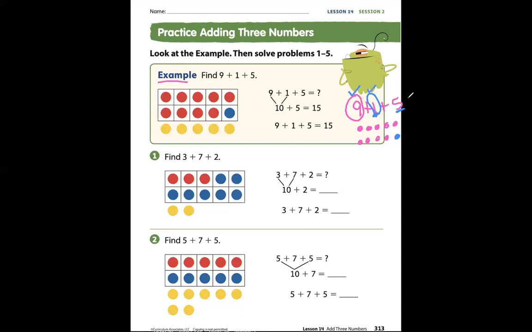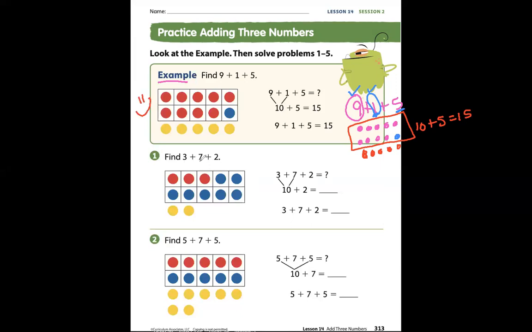1, check. Then 5 more. 1, 2, 3, 4, 5. Right? So here we have 10 plus 5 equals 15. Is that what they did there? Yep. Good. So we did that one right.